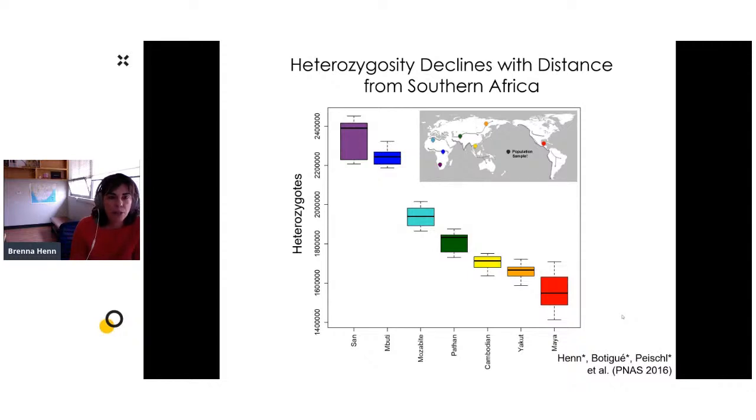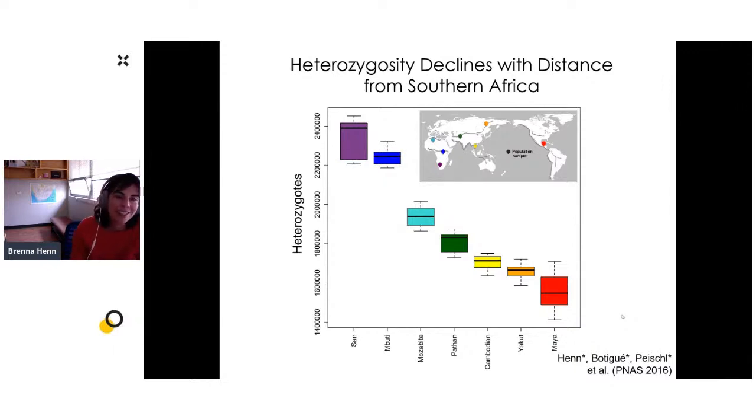And so this is from a study that we did a few years ago, sequencing about 7 individuals from 7 different populations across the world. And you can see that in the purple here, so that's the Namibian San population, the Tswana population that's represented, and they carry the highest number of heterozygotes of any population sampled in this study.